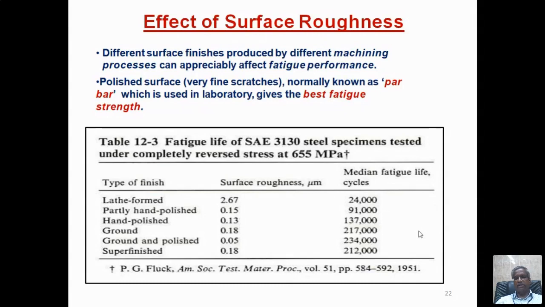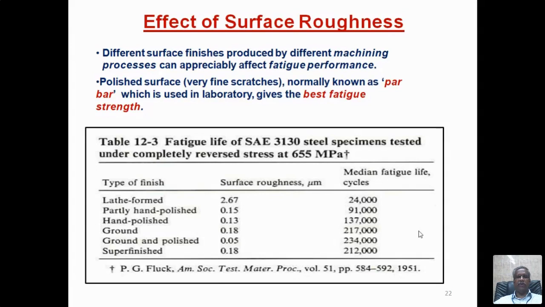For ground and polished, you see that the fatigue life is very high, 2 lakhs 34,000. But in the lathe form, same material, just rough machined, it is only 24,000 cycles. Partially hand polished, the life is increased to 91,000. So the surface finish will play a major role.